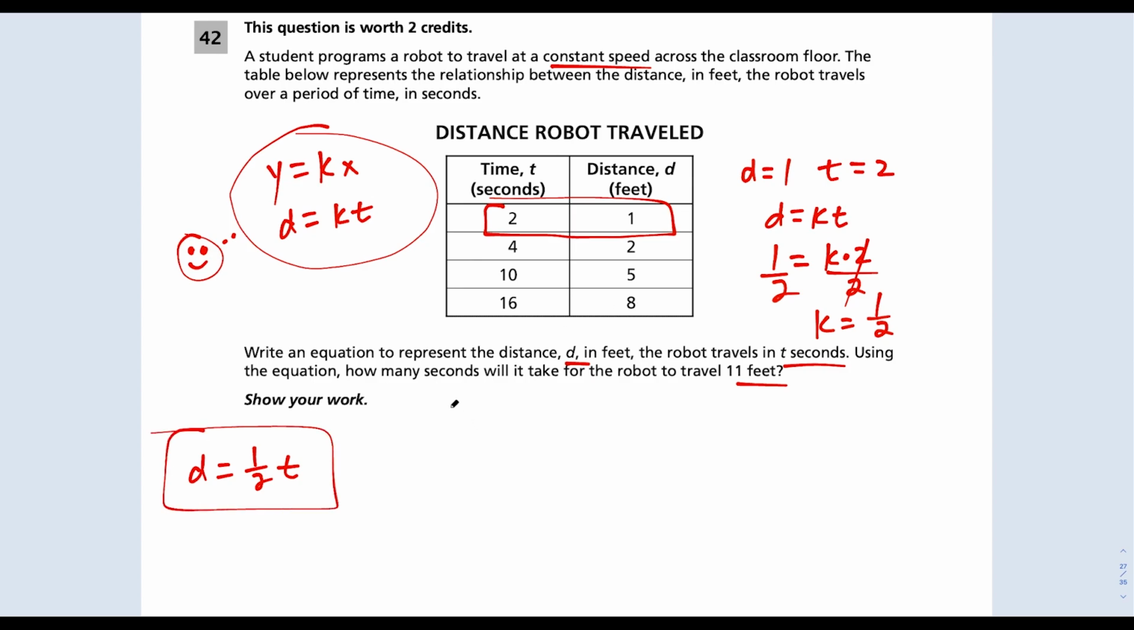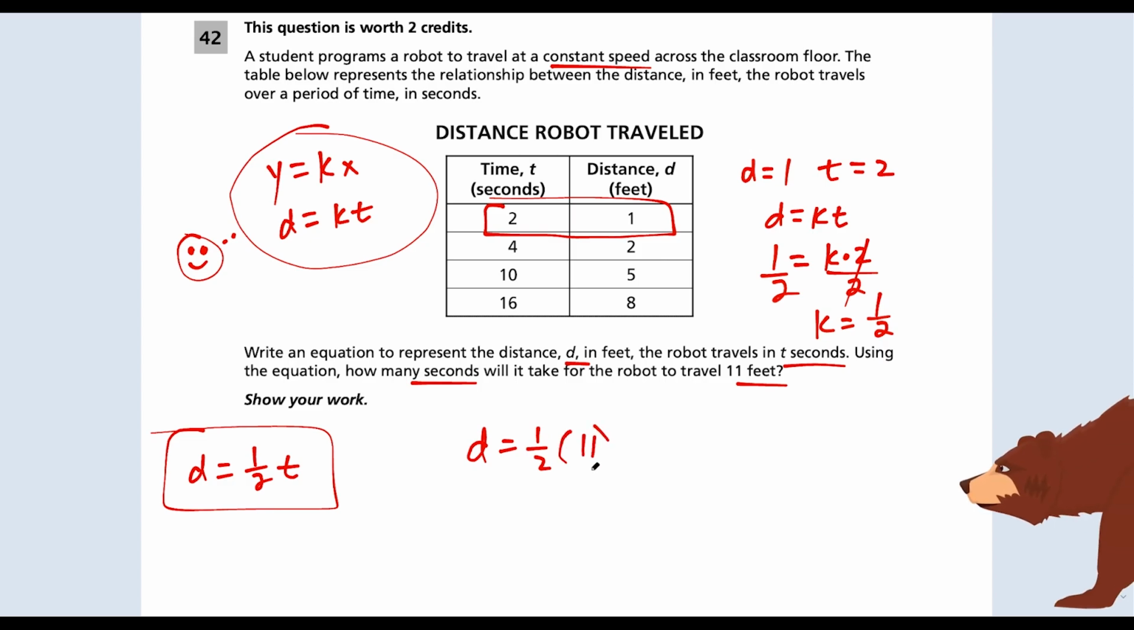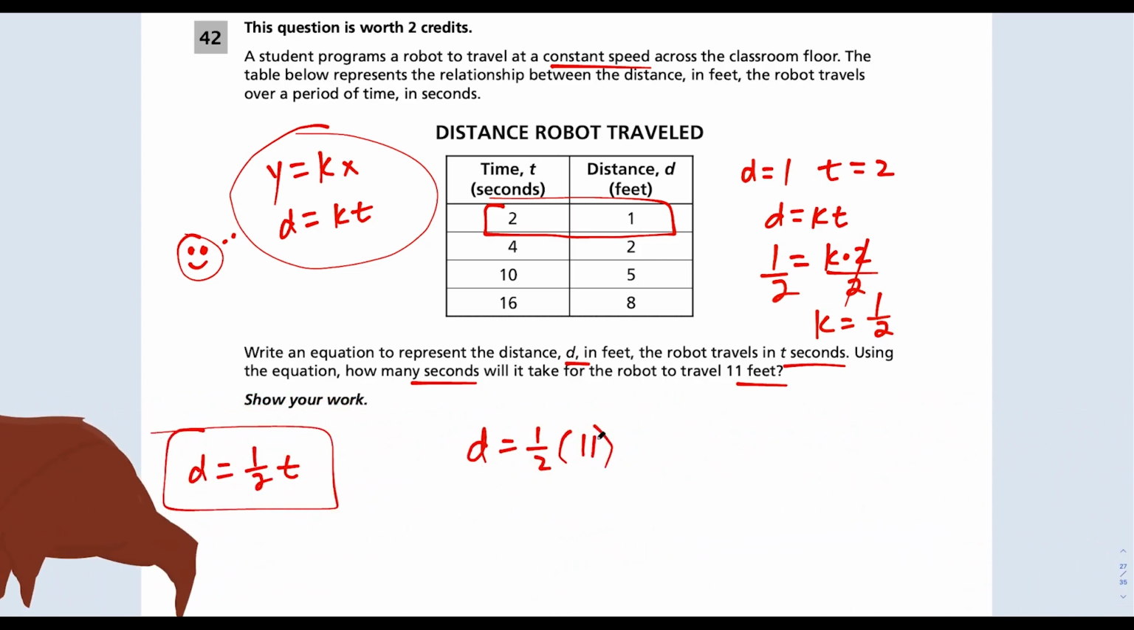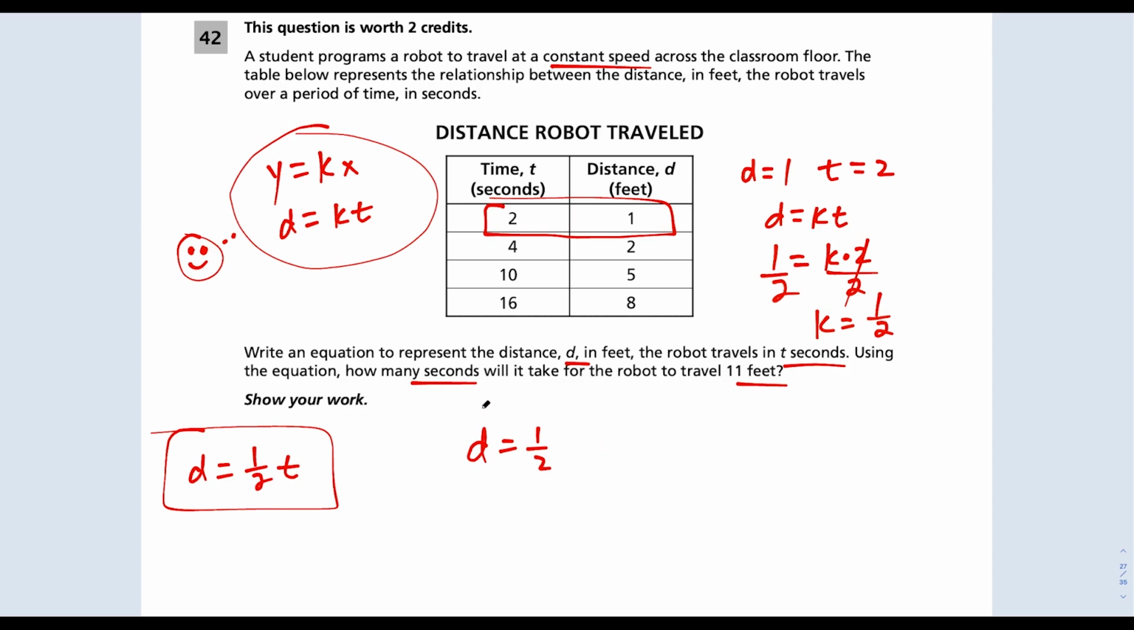So now for the next part here, we want to see how many seconds it's going to take for the robot to travel 11 feet. Now, one thing we have to be careful of here, please don't do something like this, d equals 1/2 times 11. Okay, this is a very dangerous bear trap because they're telling us to solve for how many seconds it's going to take for the robot to travel 11 feet. And we're going to use our equation. So for this, we're saying, well, when distance is equal to 11, what is time equal to? So when we plug into this equation, we're plugging into the left side, not the right side. So we would have 11 equals 1/2 times t like this.